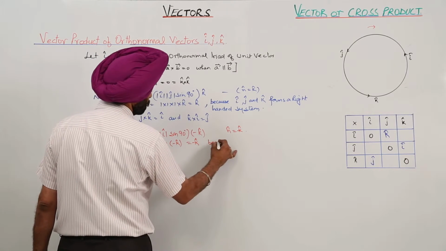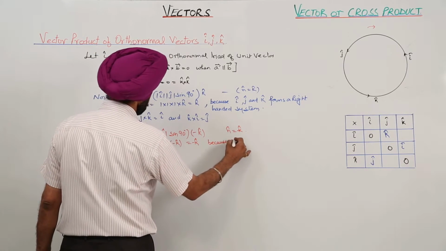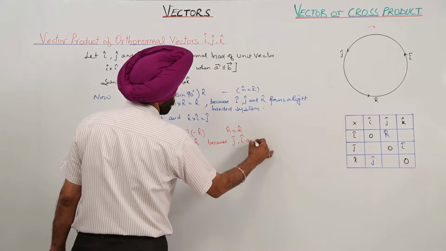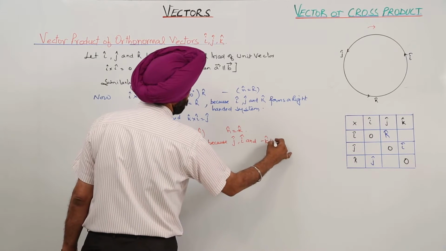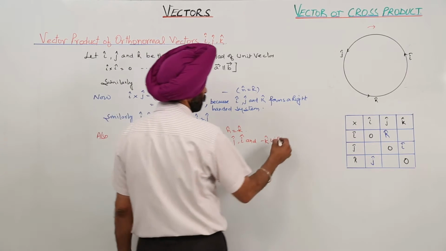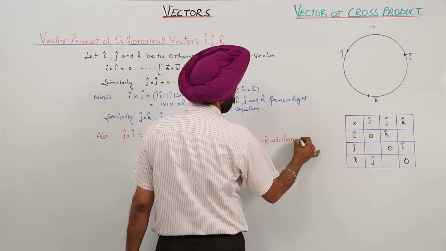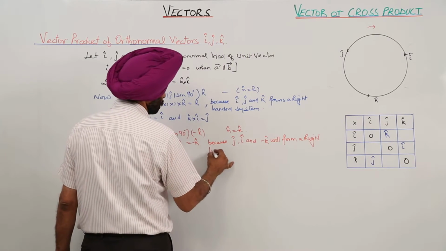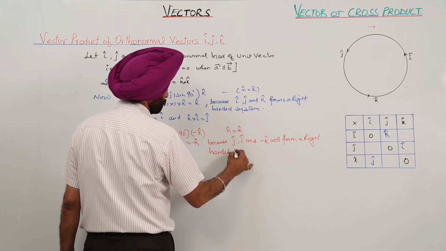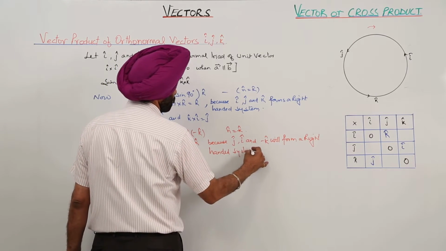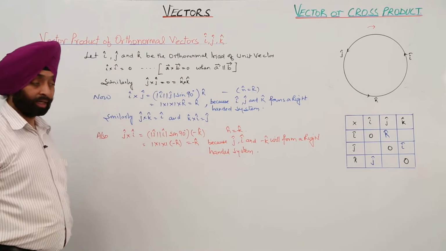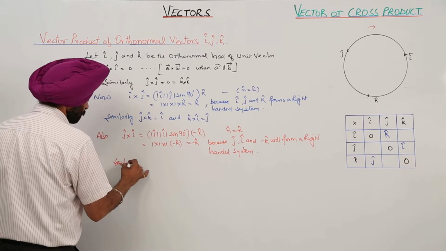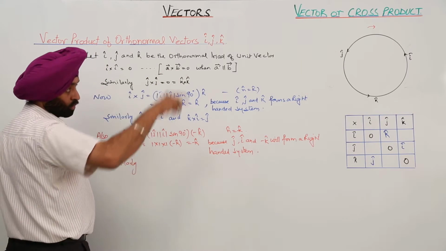Now because j cap, i cap and negative of k cap will form a right handed system. Is it clear? This will form a right handed system. Now similarly, moving towards the clockwise direction.